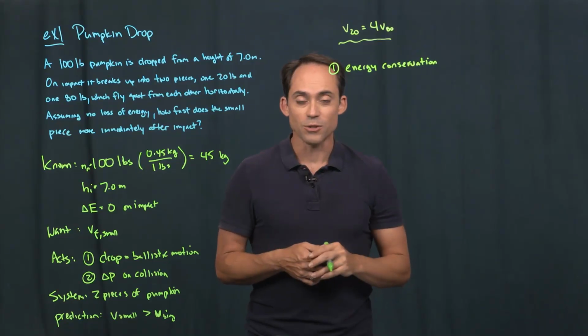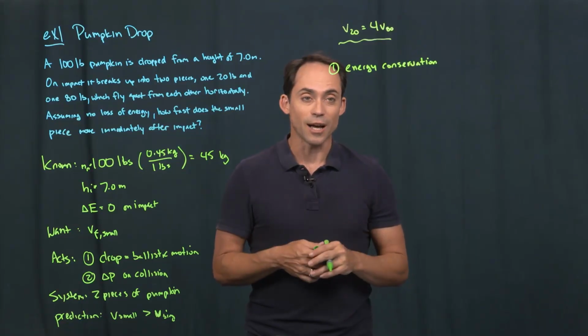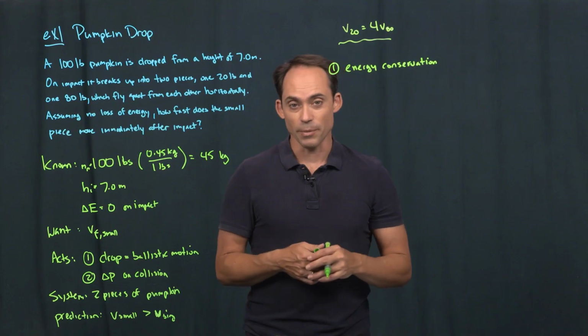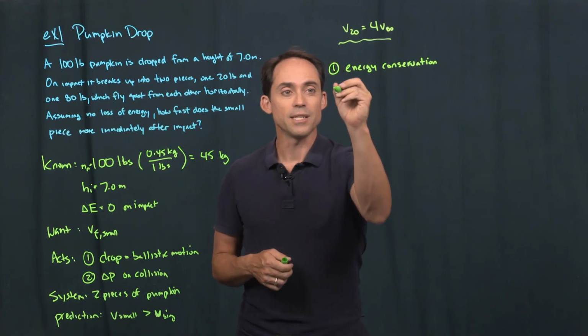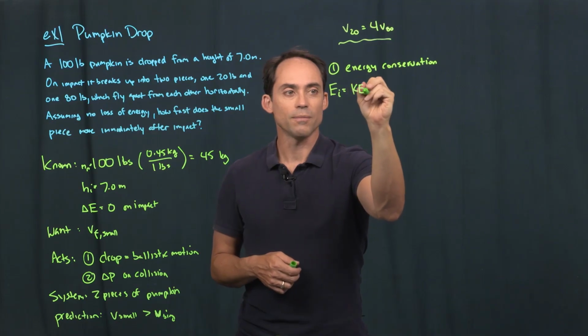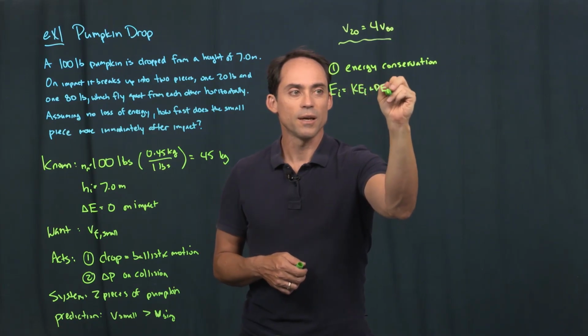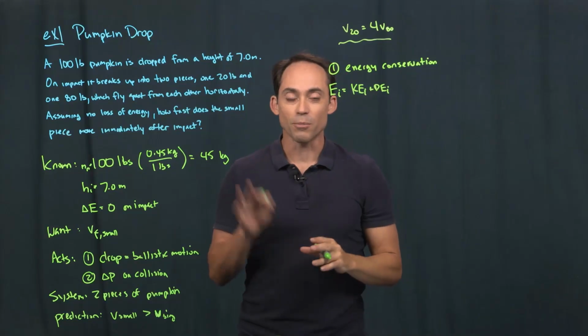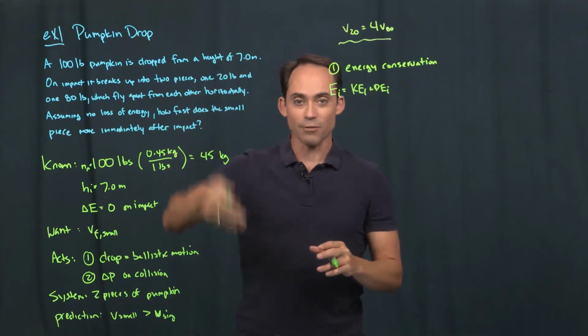And so we can assume that that's going to be negligible and just look at the conservation of energy for the pumpkin itself. So its initial energy is again equal to the kinetic energy plus the potential energy. Remember that we're starting this pumpkin from rest at the top of the building and then letting it fall down.